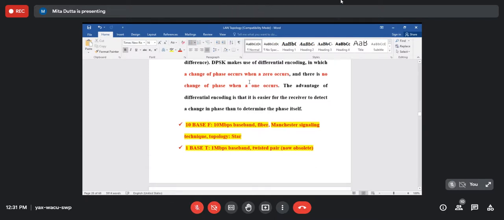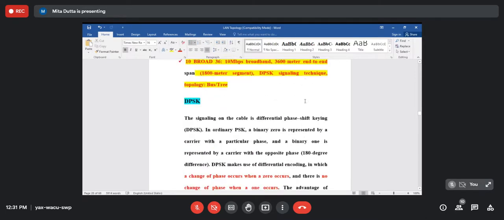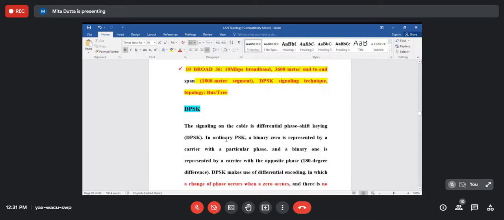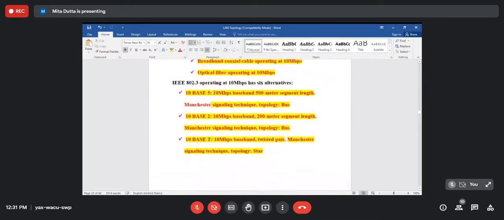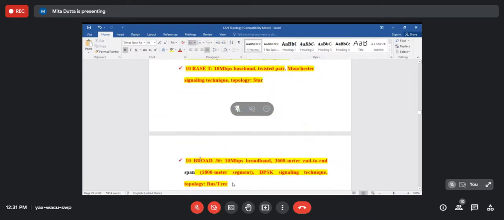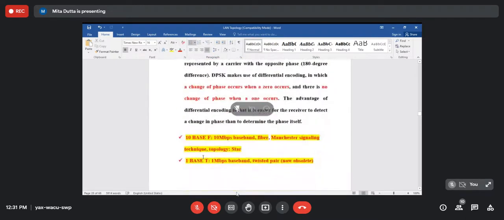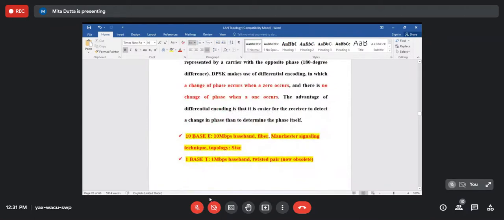Now here, besides the signaling technique DPSK, in case of 10 broad 36, I have told you we have 6 specifications. We have already covered 1, 2, 3, and 4. Then another 2, it is known as 10 base F. F stands for fiber. 10 Mbps data rate, baseband LAN, and Manchester signaling technique is used, and topology is star.